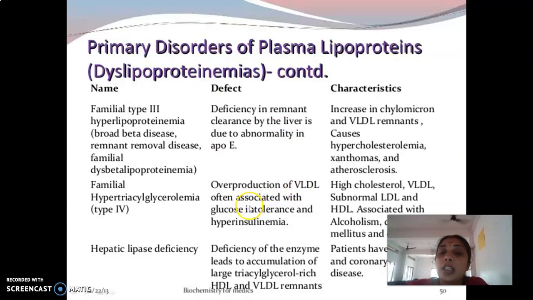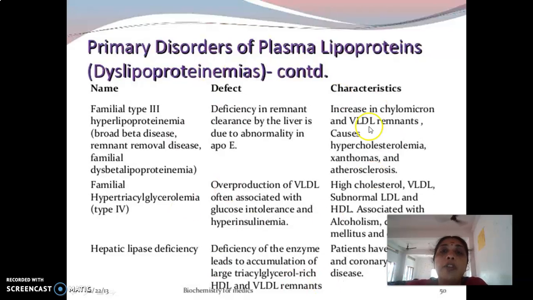So when there is increased glucose level, what happens? The TG synthesis is elevated. So naturally VLDL production also will be elevated. So there will be high VLDL, high cholesterol, but low levels of HDL and LDL. It may be due to alcoholism, diabetes, obesity and all. Then hepatic lipase deficiency. Hepatic lipase, that is hormone sensitive lipase. So what is happening? Deficiency of this enzyme leads to accumulation of TG-rich HDL and VLDL remnants. So the patient will have xanthomas and coronary artery disease.